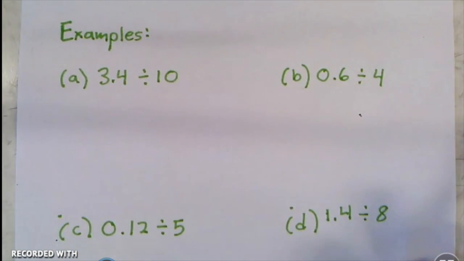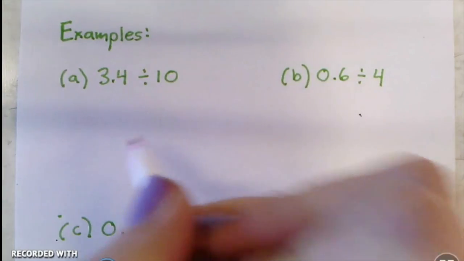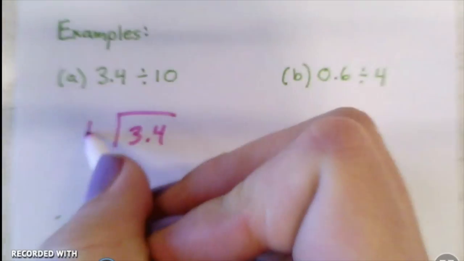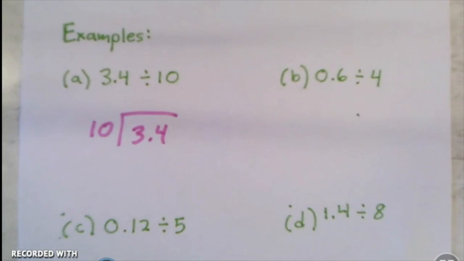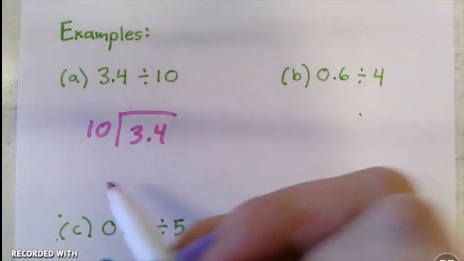So what about if it's written this way? How do I set it up? Well, remember the first number is the dividend. So this says 3.4 divided by 10. Now, I'm dividing by 10 right now, so right away, I know that I'm really just going to end up moving my decimal, but let's look at what it looks like here.